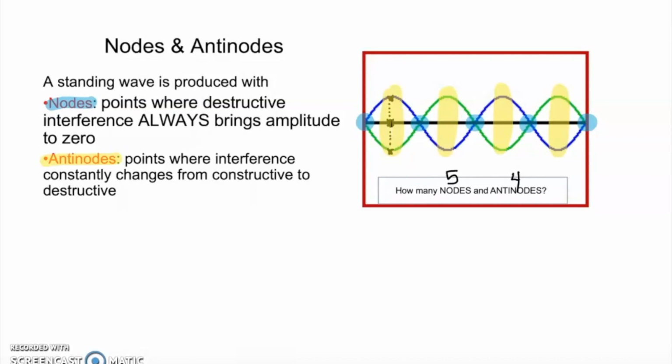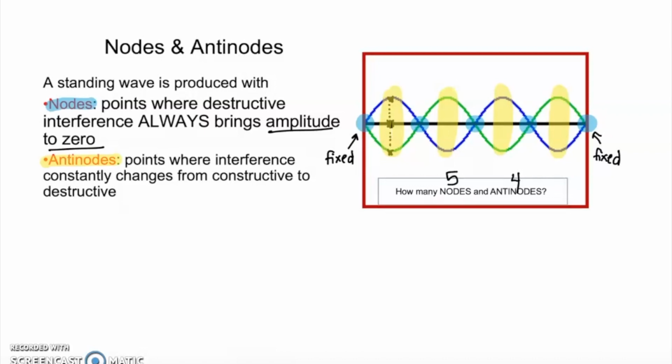Also looking at this diagram, I can tell you right away that we have a fixed end on the left and we have another fixed end at the right. After all, fixed ends don't allow those particles to move. The string cannot move up and down on that hard boundary. And so a fixed end has to be a node. It's not allowed to move up and down. The amplitude is zero.